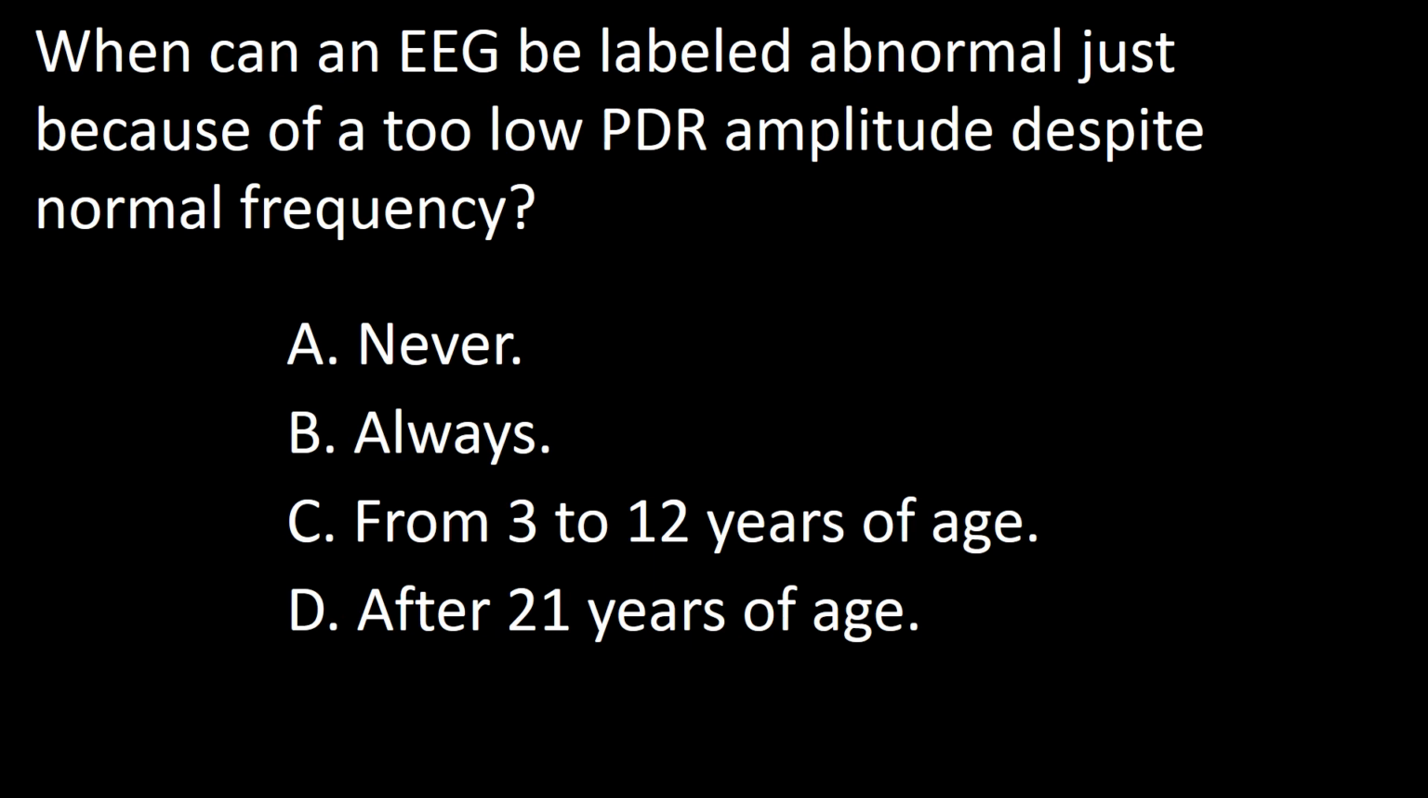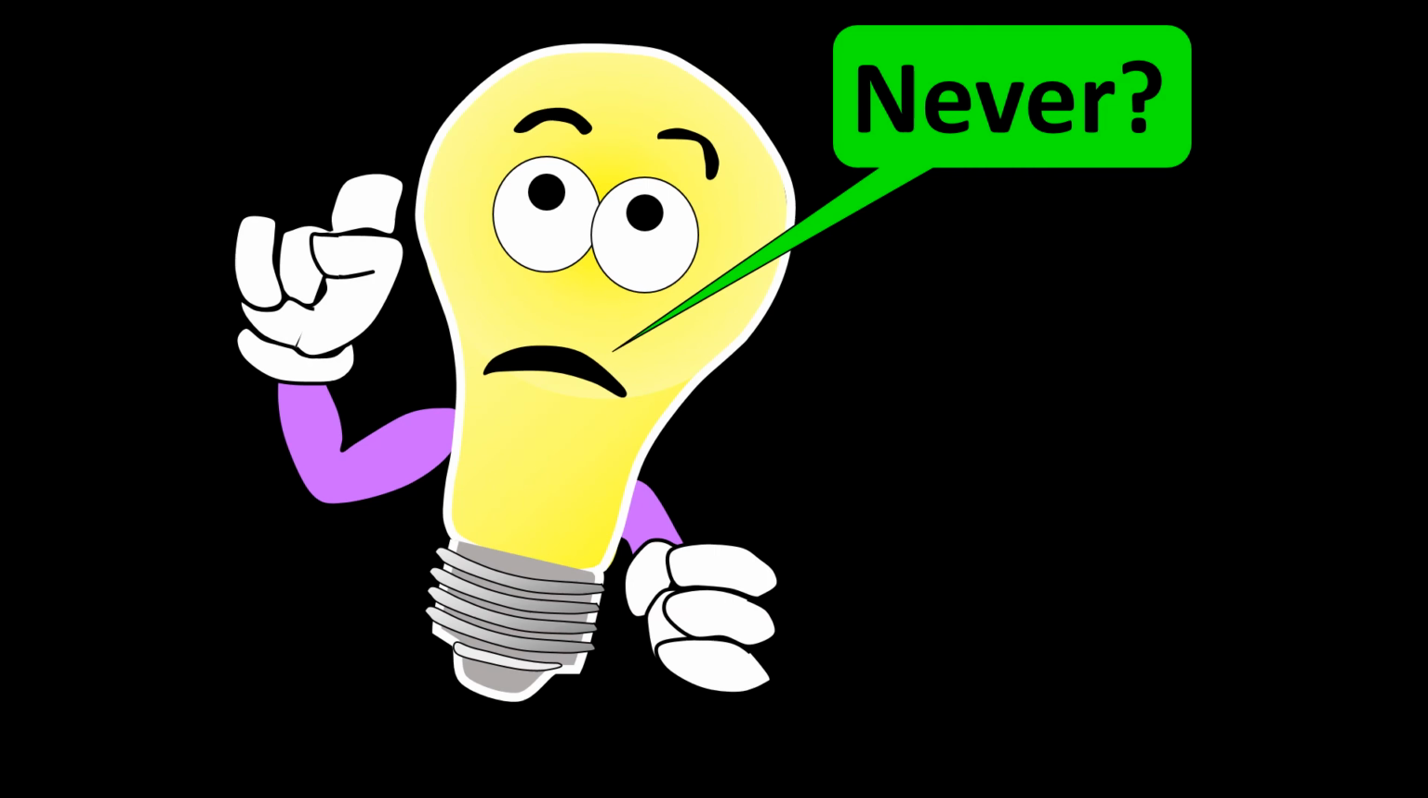Next question. When can an EEG be labeled abnormal just because of a too low posterior dominant rhythm amplitude despite normal frequency? A, never. B, always. C, from 3 to 12 years of age. D, after 21 years of age. Most would say never.